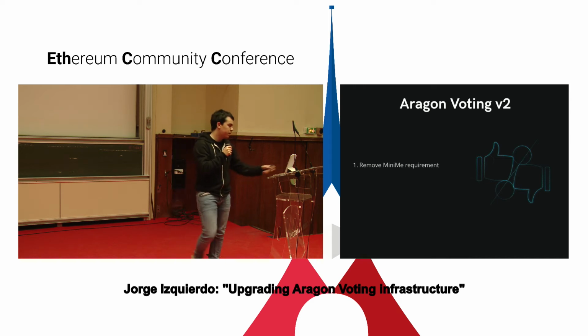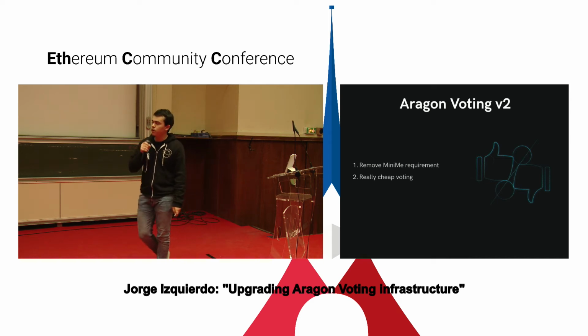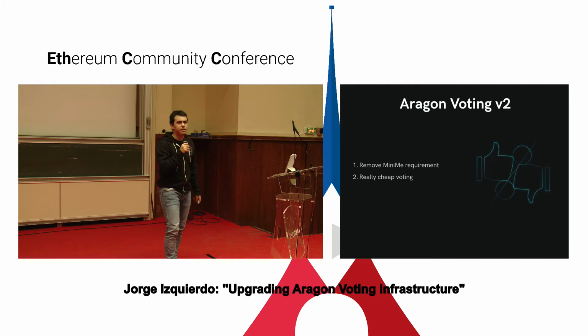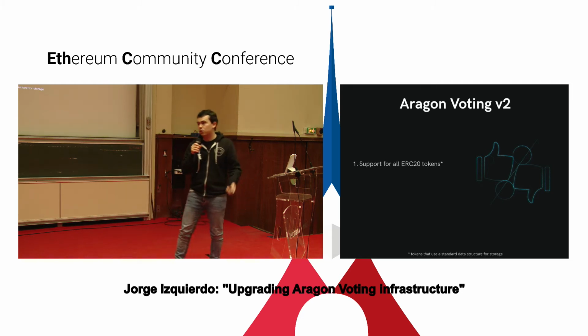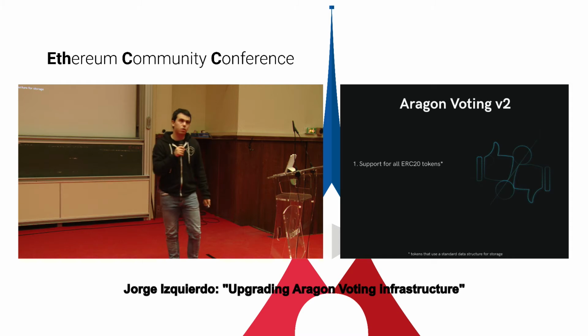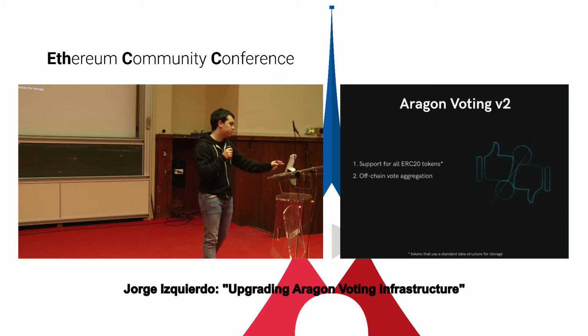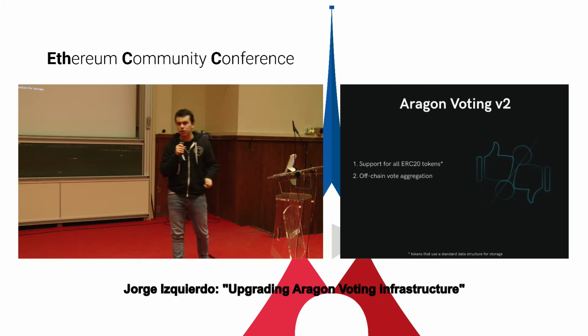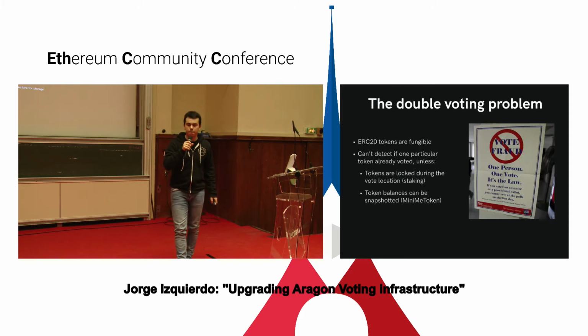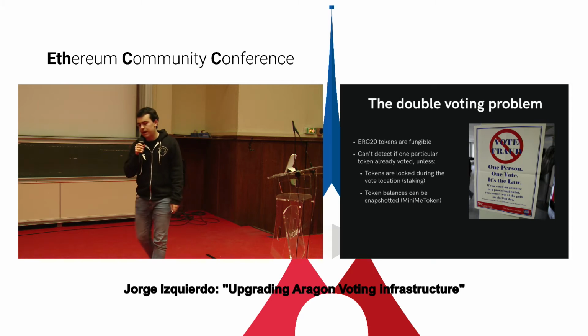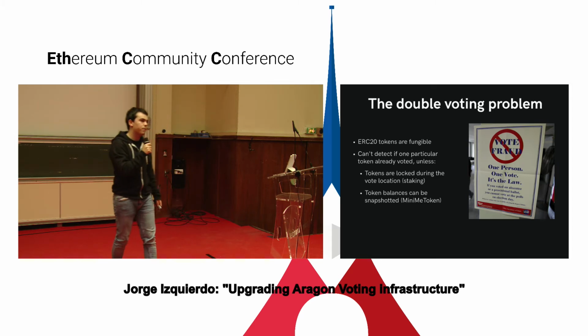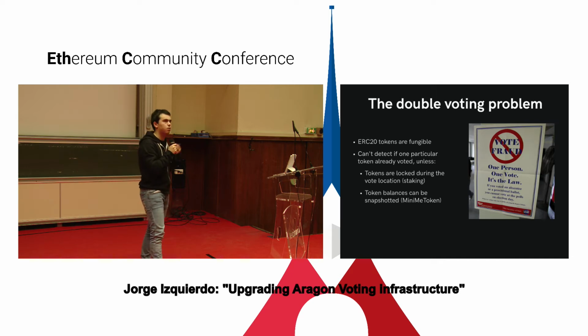The second thing that we're doing is that we want to make voting really, really cheap. By really cheap, voting has to be so cheap that it doesn't even matter if you have to pay for it, because the cost is so low. It could be virtually free. This, of course, will give us support for all ERC20 tokens, and it will require us to do most of the voting off-chain so that we don't pass the cost of voting on to all of the nodes of the network. Regarding mini-me, a bit of background on why we have to use mini-me: mini-me allows us to solve the double voting problem.